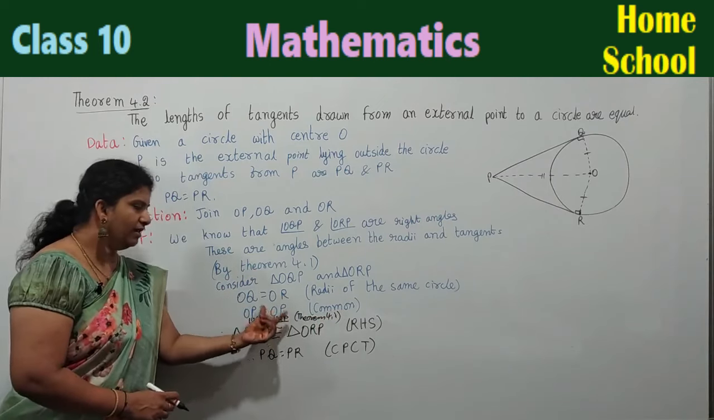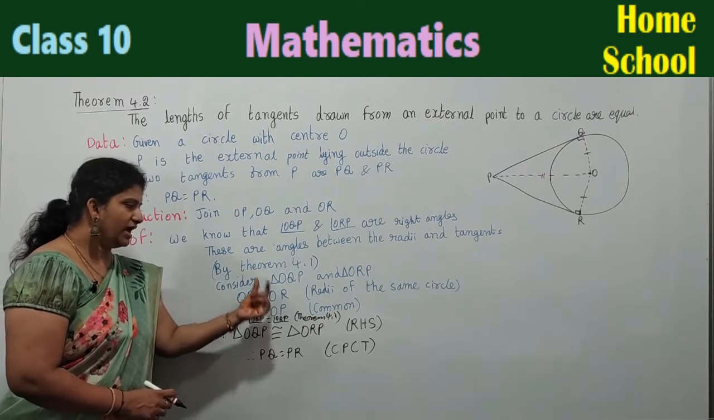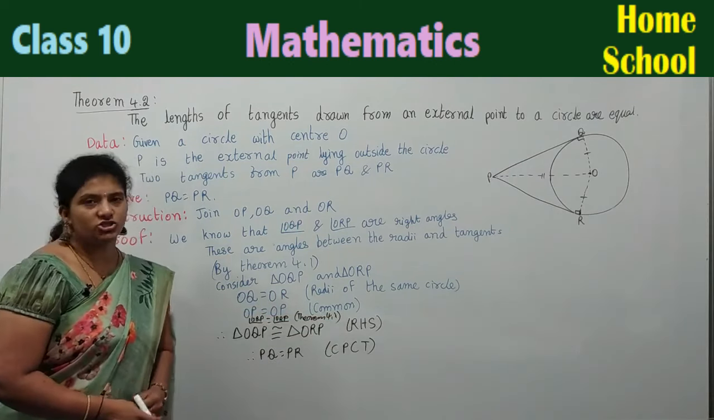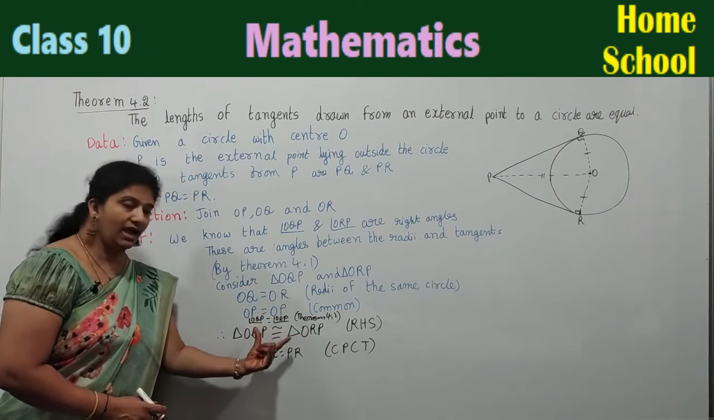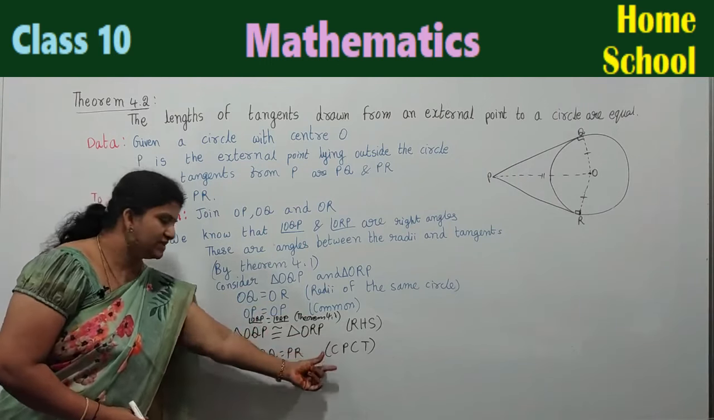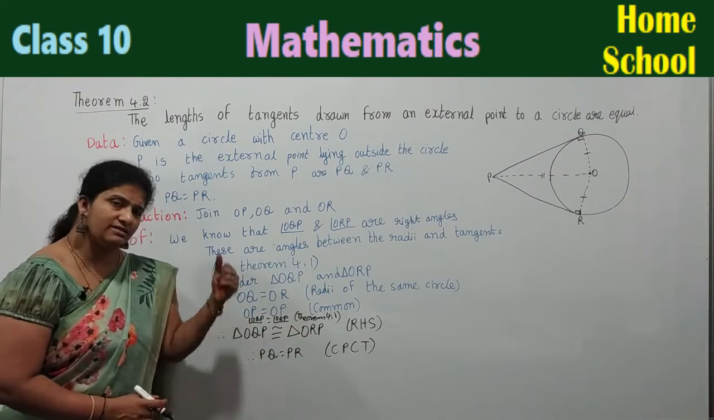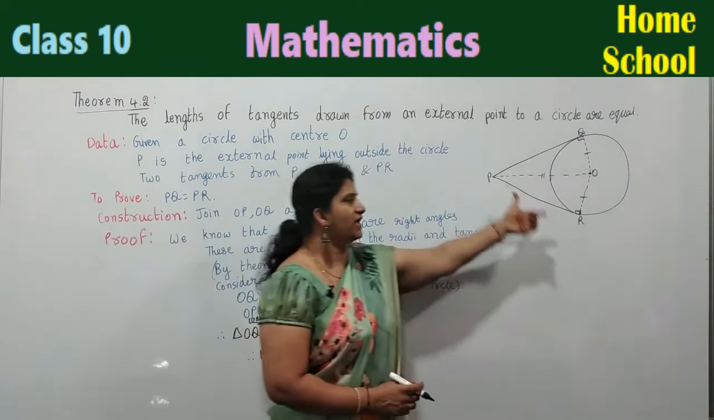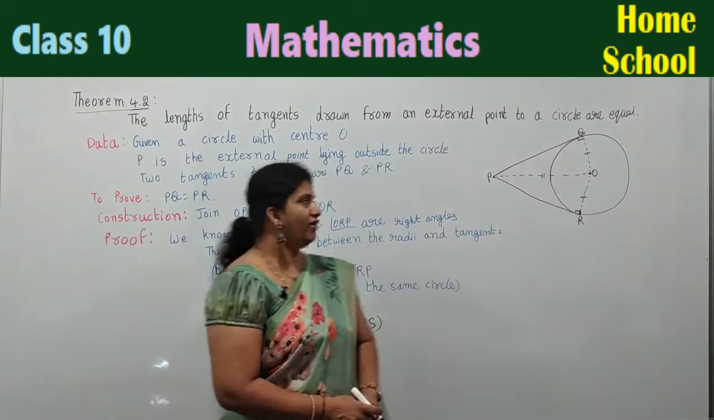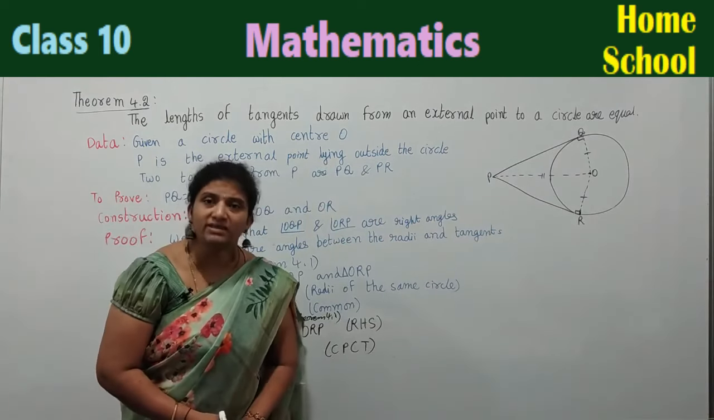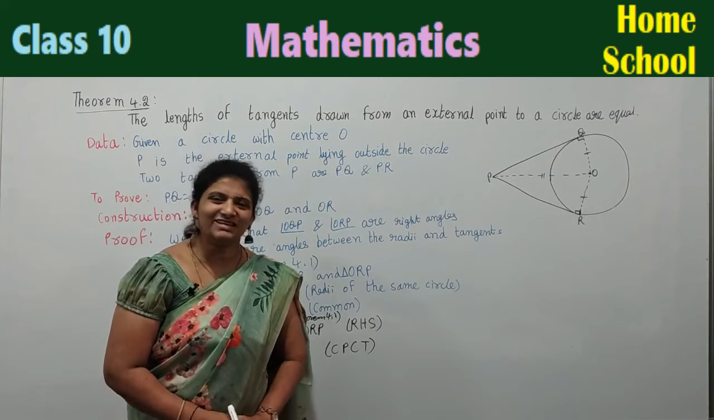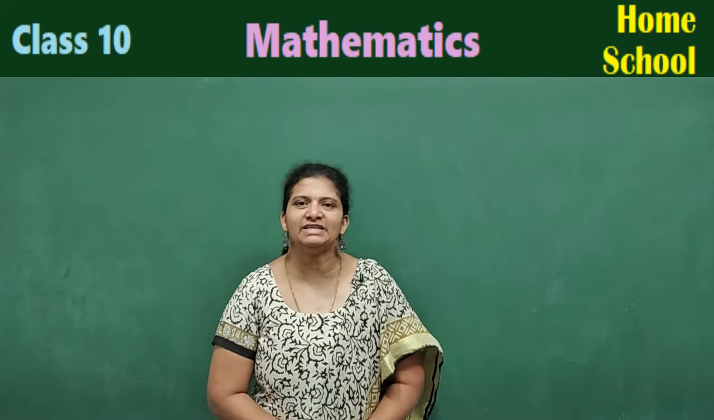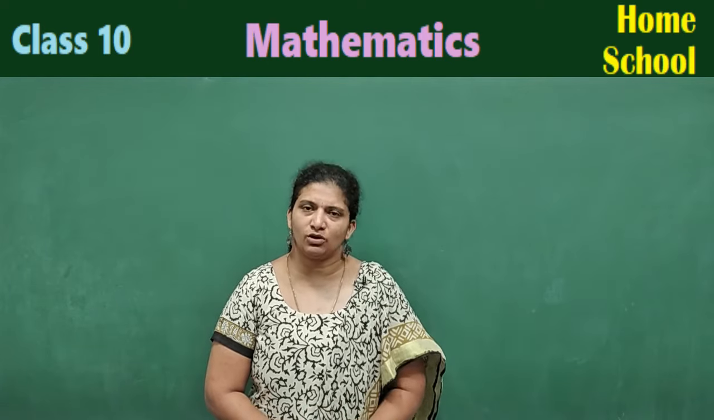By right angle, hypotenuse, side, by the RHS postulate, I can say these two triangles are congruent. If they are congruent, by CPCT, I can equate the other sides and other angles. That is PQ is equal to PR. Therefore, the tangents drawn from an external point are always equal. Hence, it is proved.